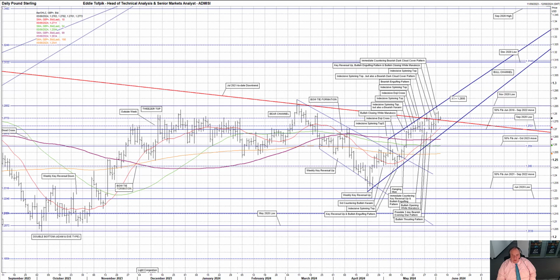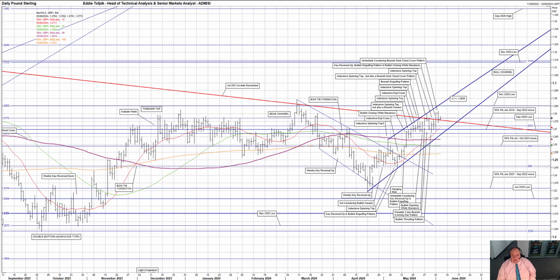Cable, aka sterling against the US dollar. An immediate countering bearish dark cloud cover pattern yesterday, despite a new high not seen since mid-March. And that's after the previous session's combined key reversal up, bullish engulfing pattern, and bullish closing white Marubozu. The fall yesterday punched down through the bright red highlighted July 2021 to date downtrend, currently at 127.59, before a pullback up and close right on the breached downtrend.